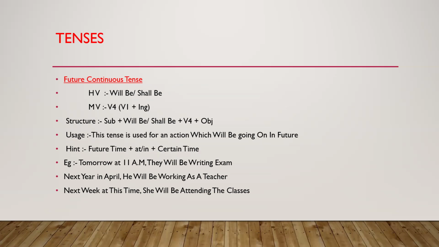The hint word is future time plus at or in plus certain time. In past continuous tense, we have past time plus at or in plus certain time. In the same way, here we use future time plus at or in plus certain time.